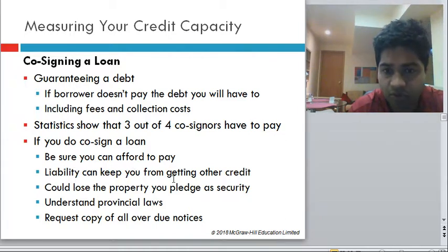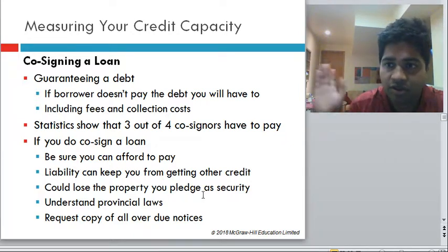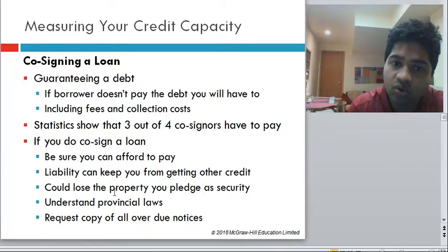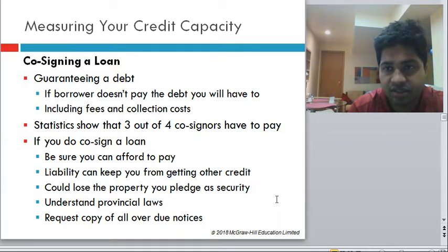Liability can keep you from getting another credit because it shows on your credit report. You could lose the property you pledge as security. Understand the provincial laws and request a copy of all due notices.